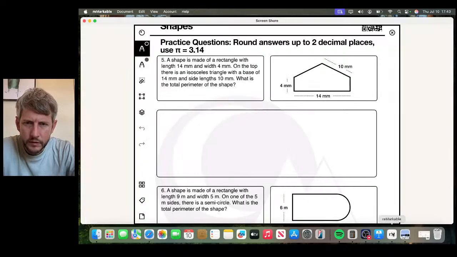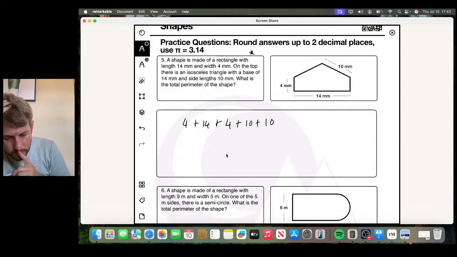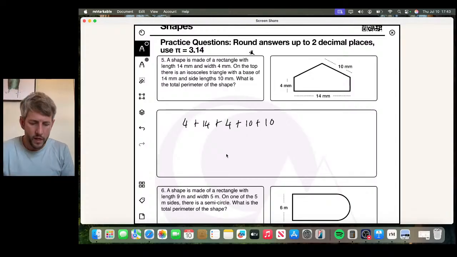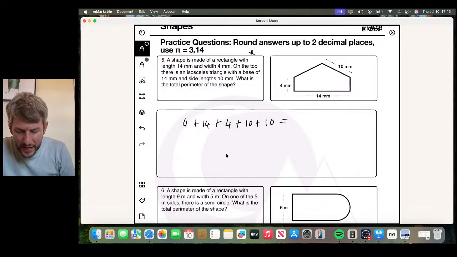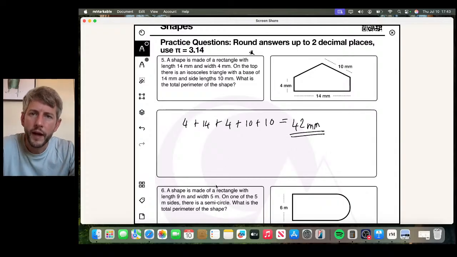Okay, right. So here we go. That's been edited as well. So it's going to be quite straightforward actually. 4 for this side, add 14 for this side, add 4 for this side, add 10 for the two sides. Yeah, that's right. The base of the triangle is actually somewhat irrelevant. So here we go. We've got 4 add 14 is 18. Add another 4 is 22. 32, 42. 42 millimeters. Right, okay, that is that one.